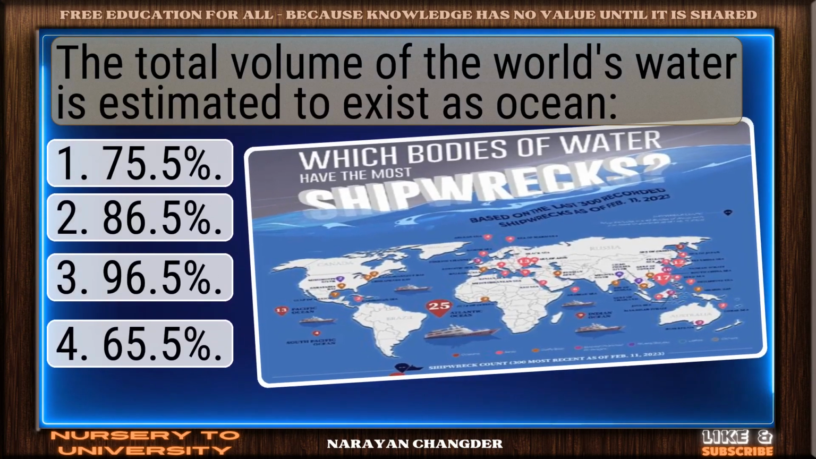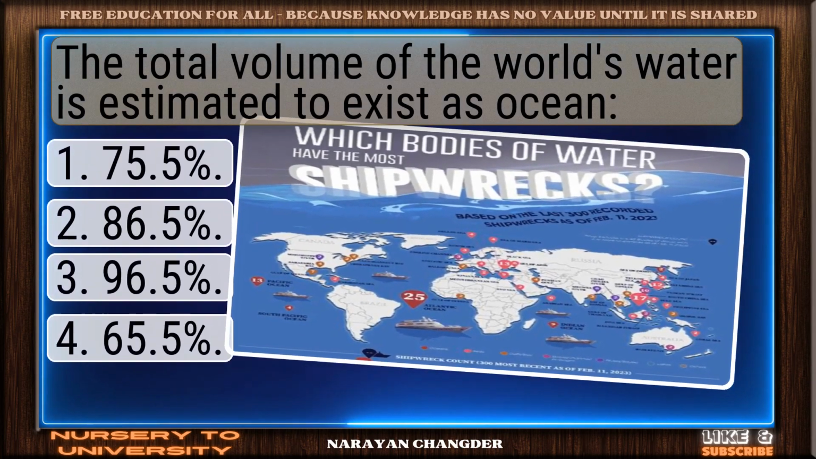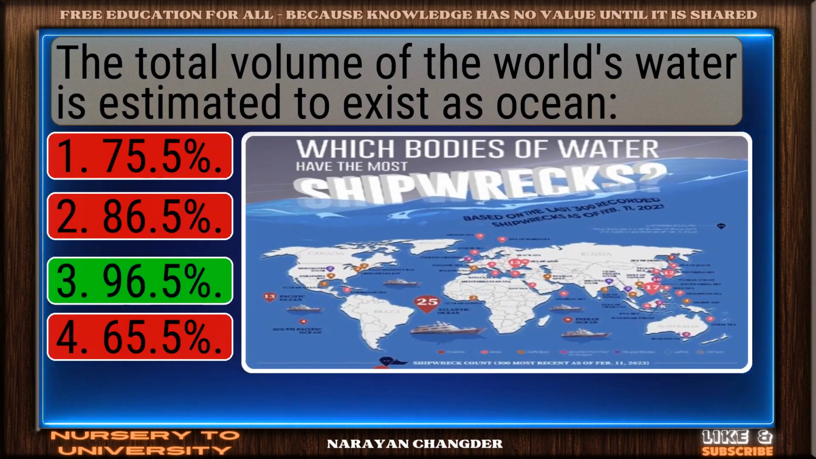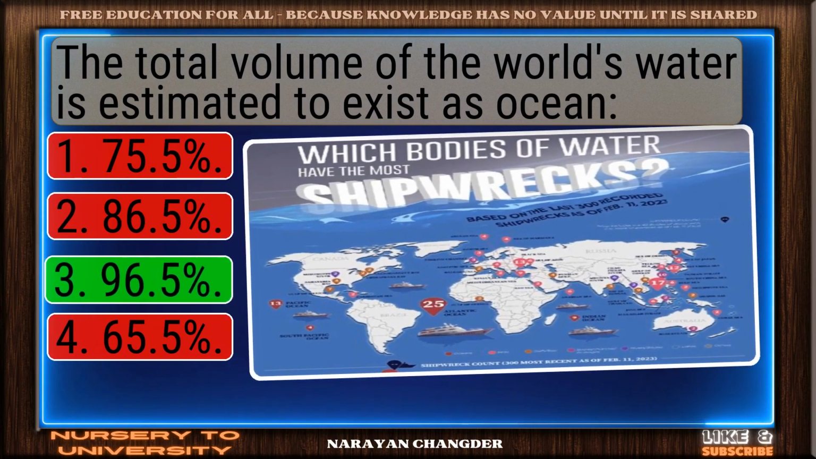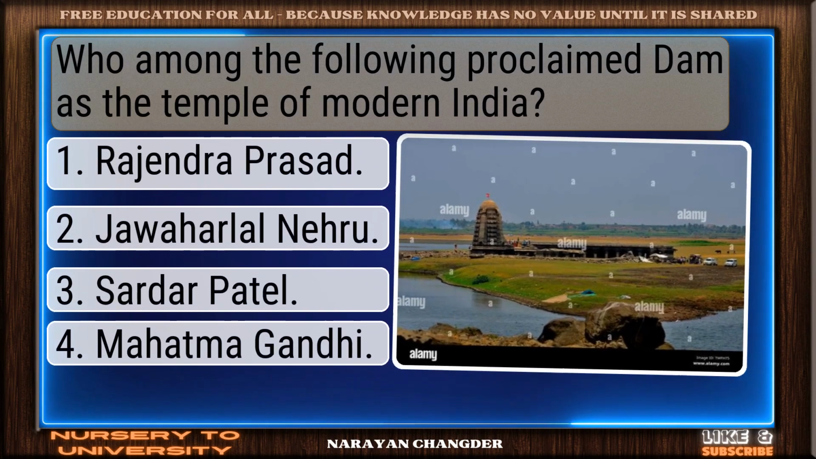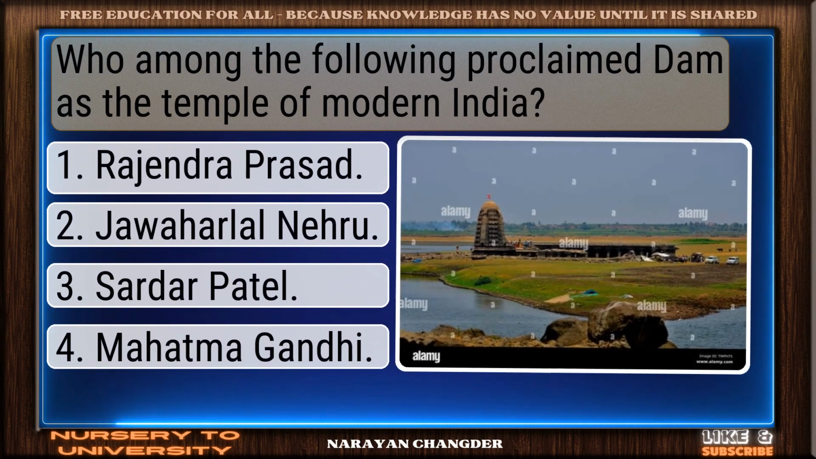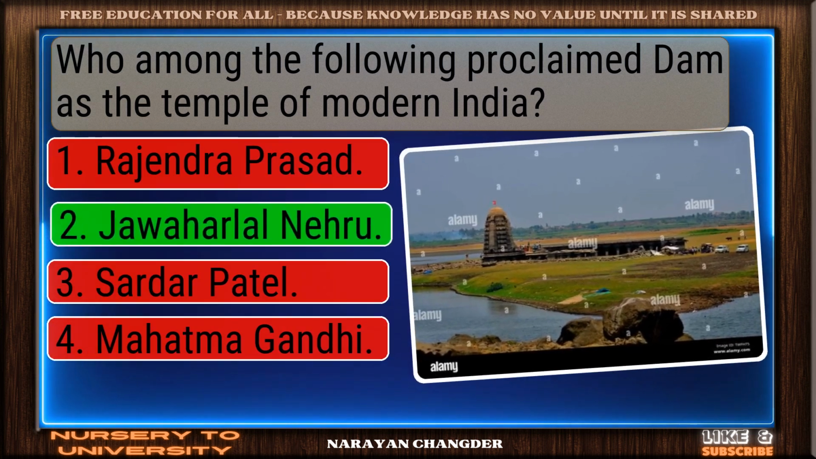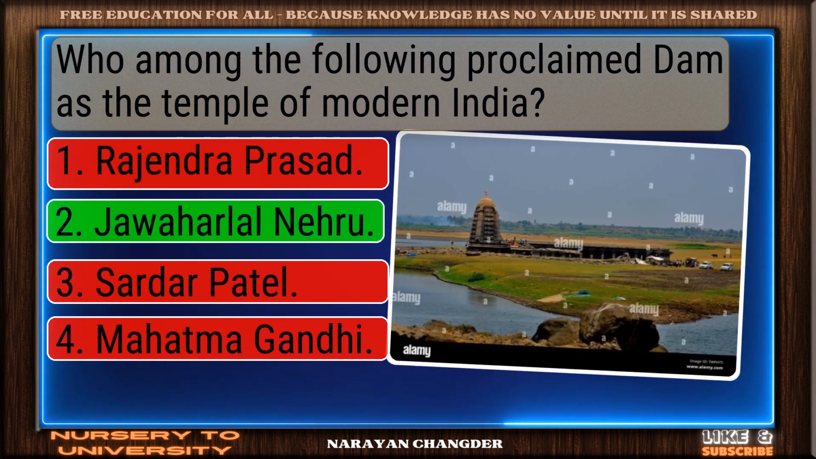The total volume of the world's water is estimated to exist as ocean. Correct. 96.5% is spot on. Who among the following proclaimed dam as the temple of modern India? Good job. Jawaharlal Nehru works well.